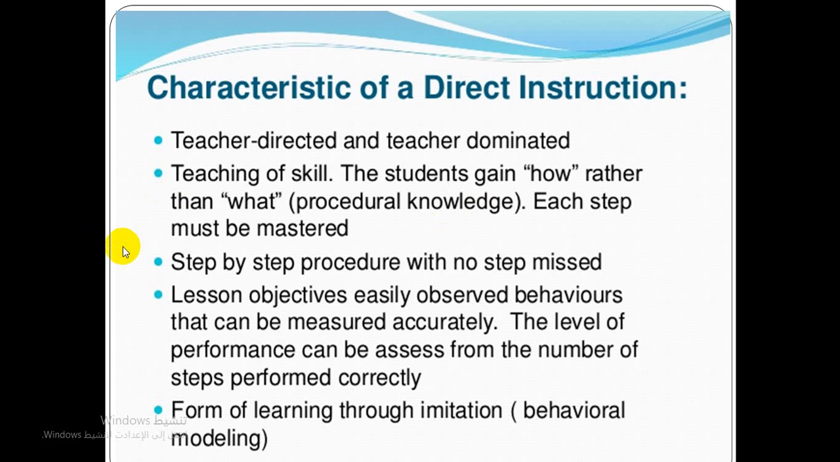The lesson objectives are easily observed behaviors that can be measured accurately. And the form of learning depends on imitation, which means behavioral modeling. For example, some activities of direct methods, such as sample lessons with step-by-step tasks. For example, the activity depends on steps in preparing a meal, writing a letter, solving math problems.